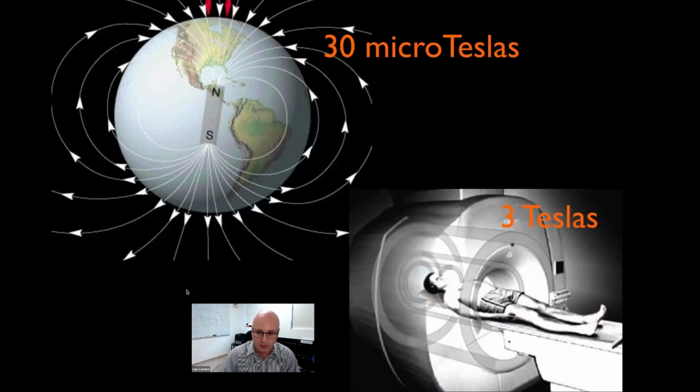So B0 is the main magnetic field, and if we're talking about MRI, nowadays in 2024, we're generally talking about human scanners with a 1.5 or 3 Tesla field strength. There are higher, but these are two of the most commonly found throughout the world, 1.5 and 3 Tesla.